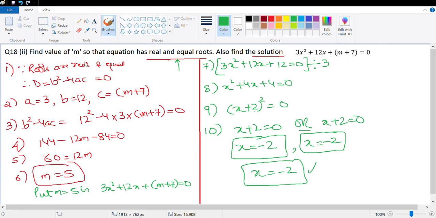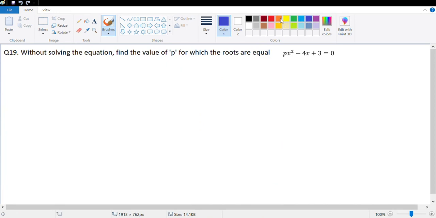Good, that brings me to the last homework question from this exercise, which is question number 19. It says without solving the equation, find the value of p for which the given equation has equal roots. Okay, so since roots are equal, therefore b square minus 4ac is again equal to 0. This was a question in your board exam which came in 2012. No, not 2012, 2010, sorry.